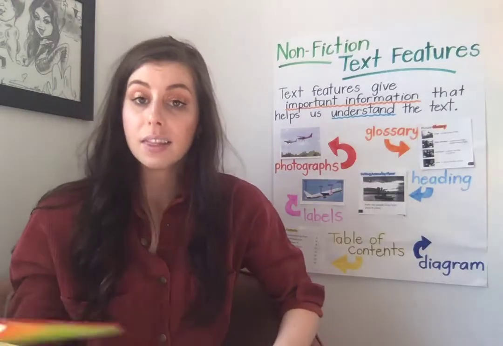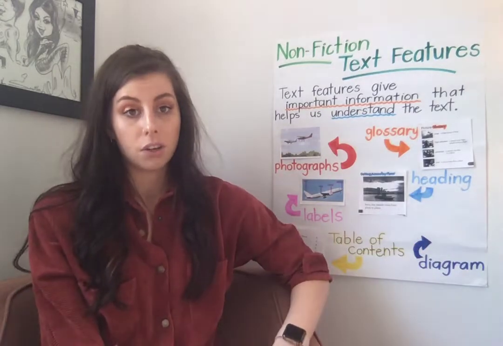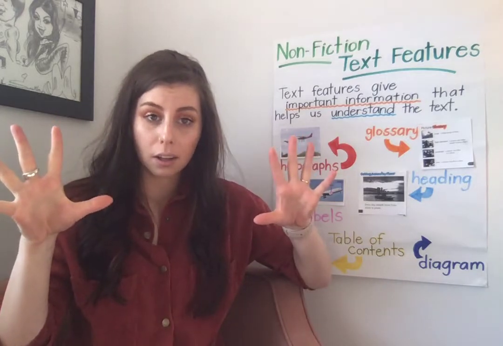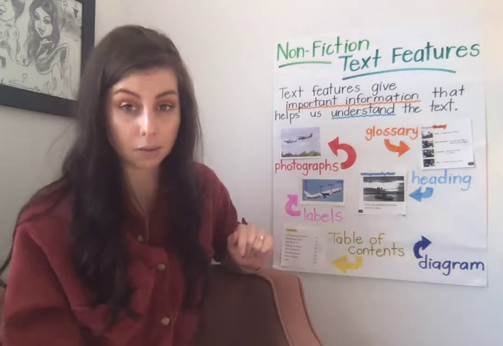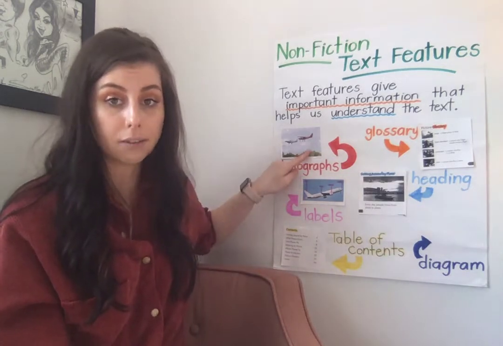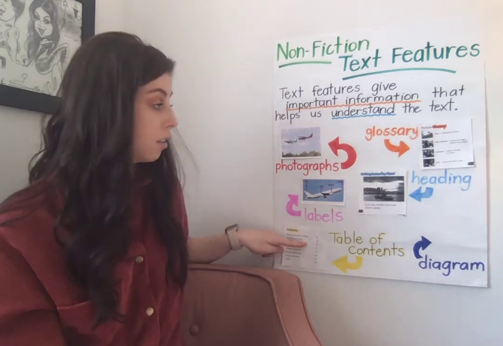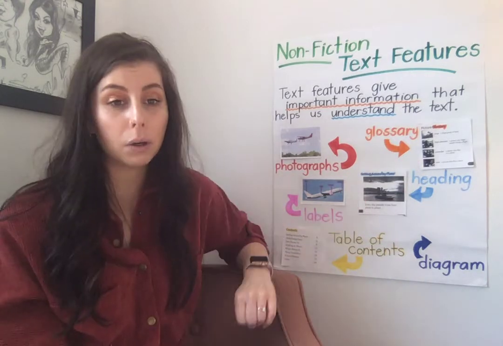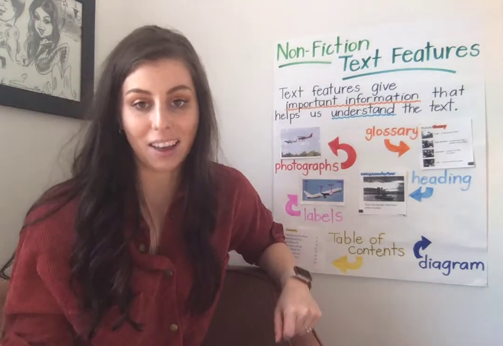So let's go over the text features that we know so far. Text features let us know important information that helps us understand the book. Some types of text features are photographs, labels, table of contents, glossary, and a heading. And we're going to talk about another kind of text feature next time, okay?